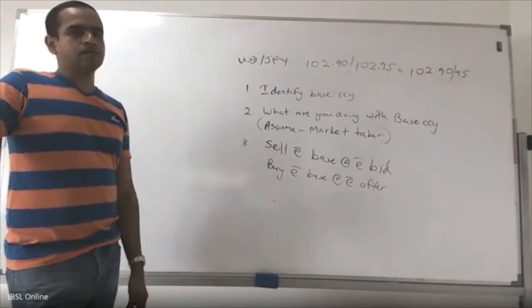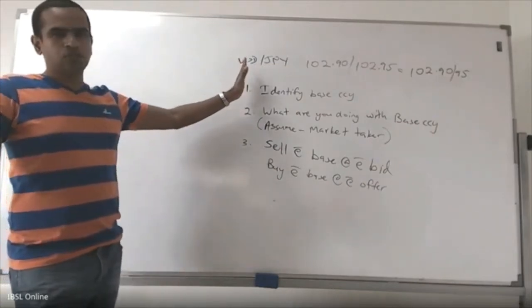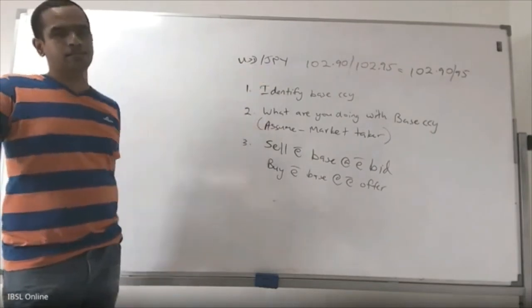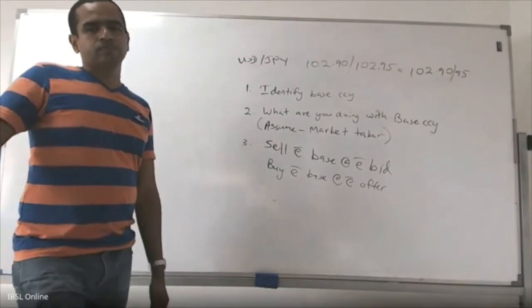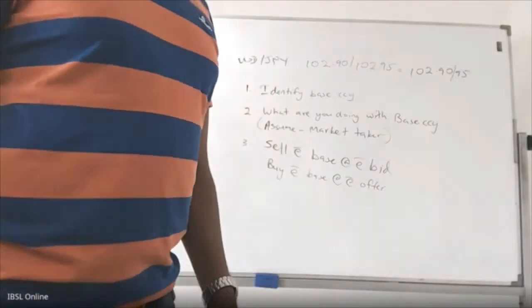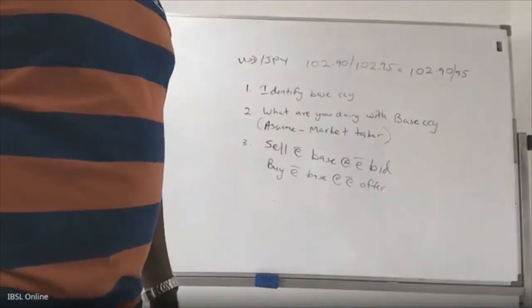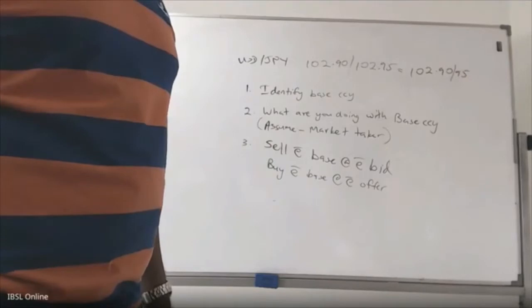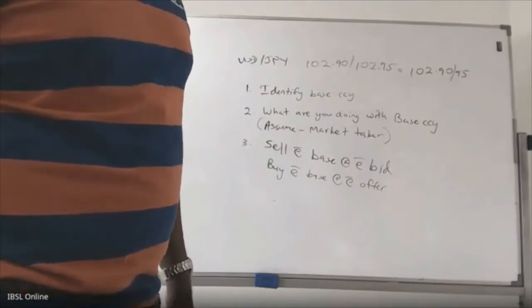Third one, what rate can you sell dollars? Dollar is the base. You need to sell the dollars. Right? You sell the base at the bid, 102.90. Okay, any questions on that? No questions, let's move on then. Let's try the next question.